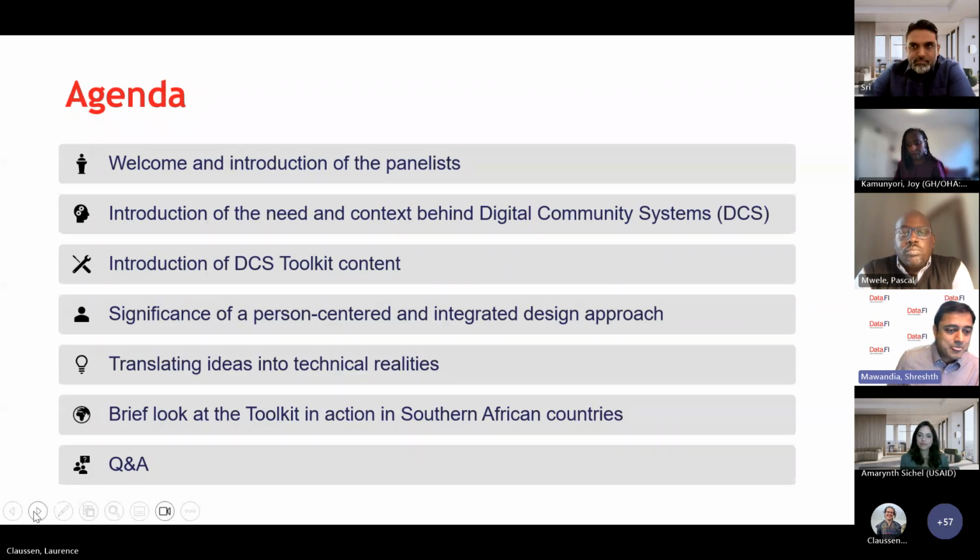So welcome again, and we look forward to a productive session and to exploring how this toolkit can enhance digital community systems. This is our agenda. As you see on the screen, we will provide the need and context behind the community digital health systems, share the content, discuss the significance of the person-centered approach, and then share some success stories from the field, which will be followed by an interactive question and answer session. Next slide, please.